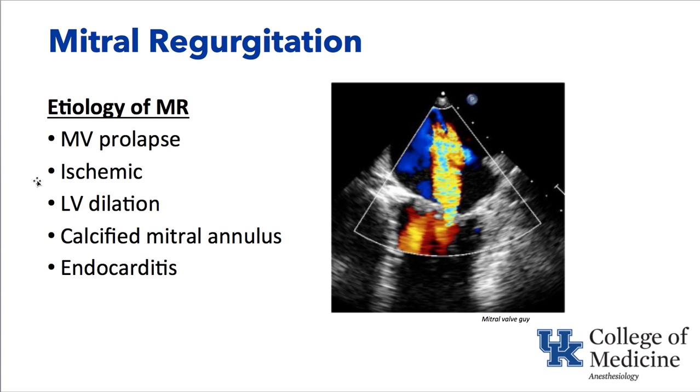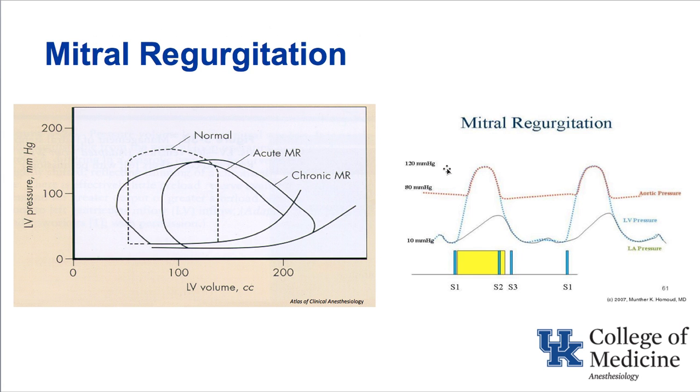And LV dilation, if a patient has a failing left ventricle that's dilating, it can pull the annulus apart and cause a central, often jet going back into the left atrium during systole. And endocarditis can eat away at that leaflet and cause mitral regurgitation.